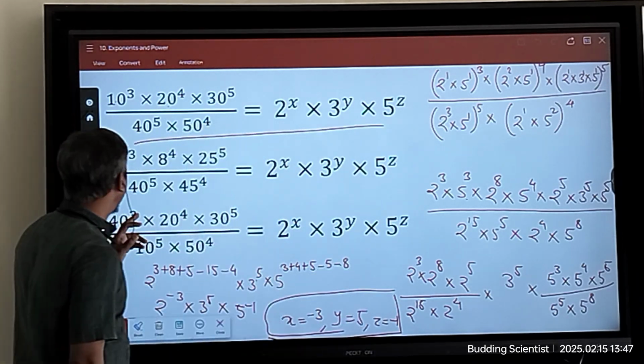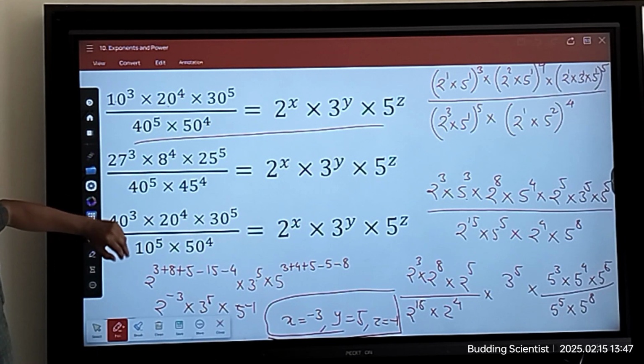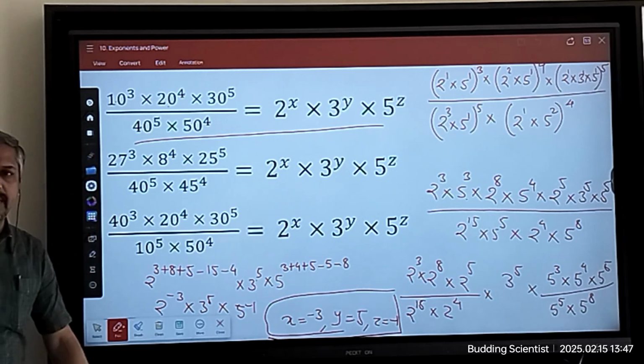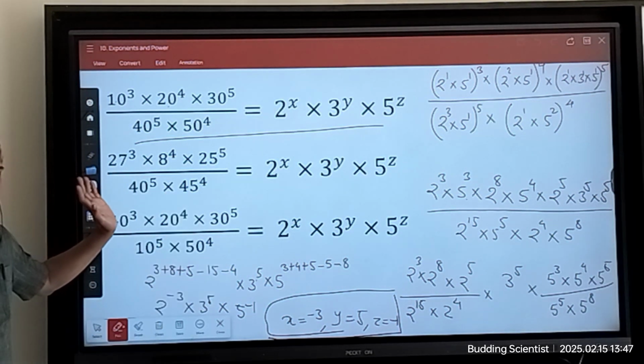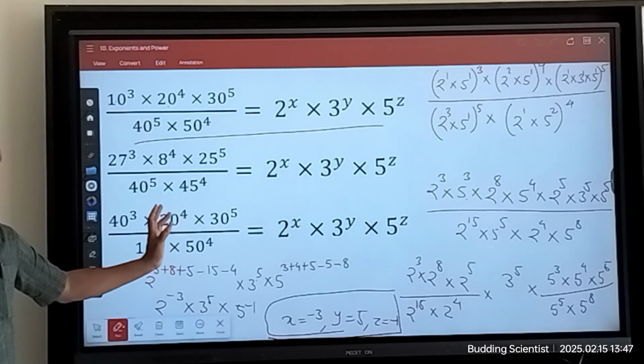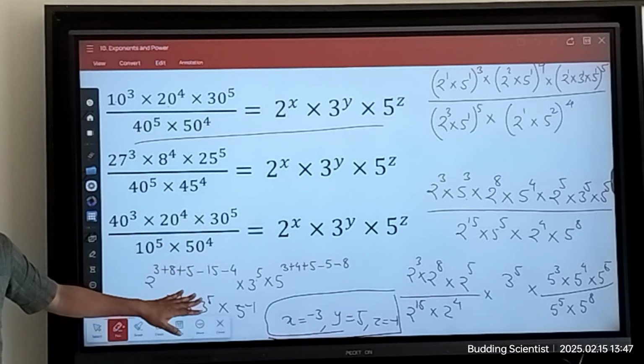Question number 9 and question number 10 are on similar lines, so you can solve and attempt them. We'll meet for the next chapter, revising that with a 10 questions worksheet.